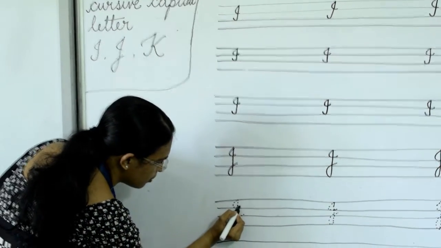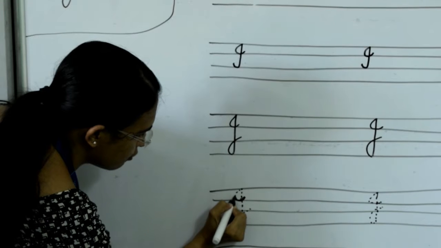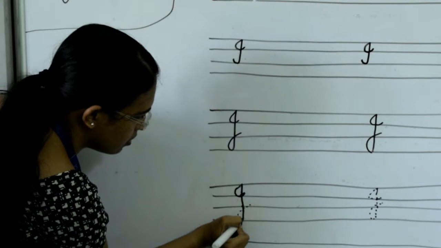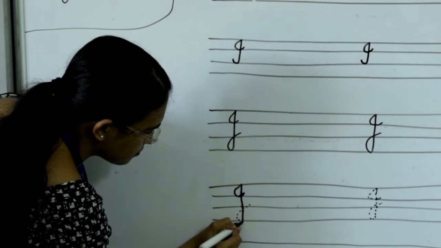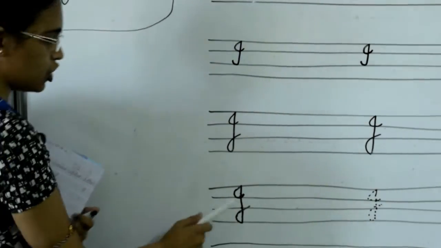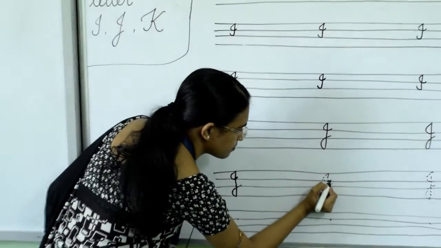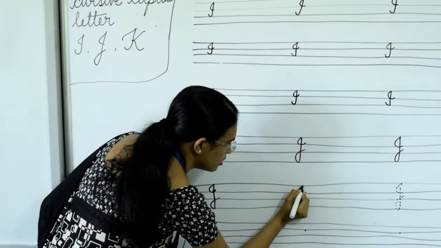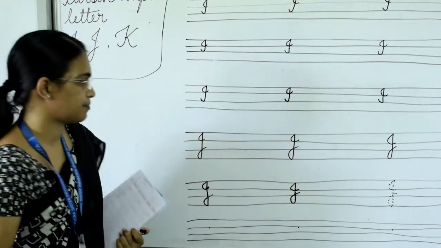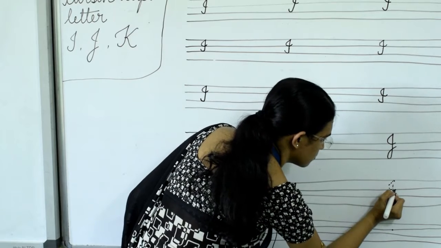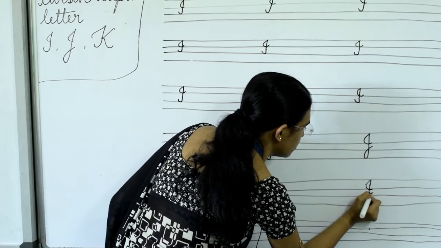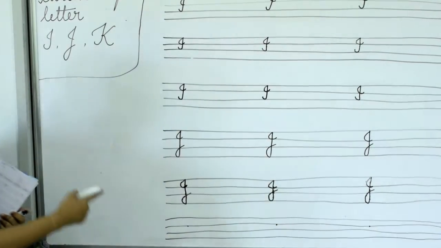You have to start from here like I, then you have to do a curved line, then a big standing line, then again a curved line like this. This is J, cursive capital letter J. Like this, curved line, a long standing line, then again a curved line. Curved line, long standing line, then again a curved line. This is cursive capital letter J.